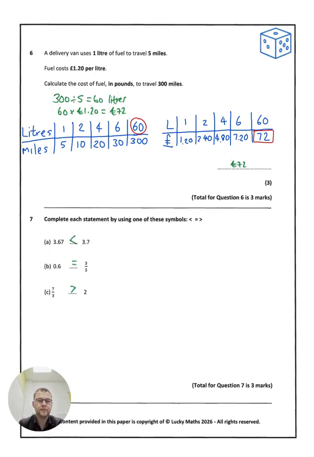And if we're told that 1 litre costs £1.20, by using doubling again, and then combining the 2 litres and the 4 litres here, 6 litres costs £7.20, so 60 litres costs £72.